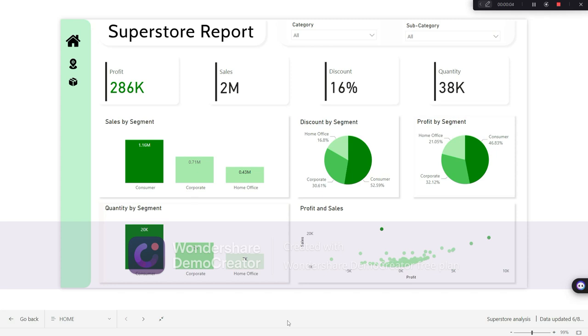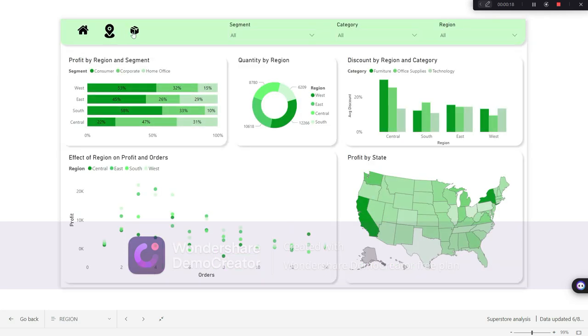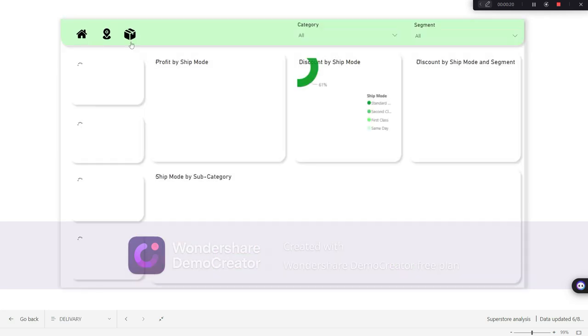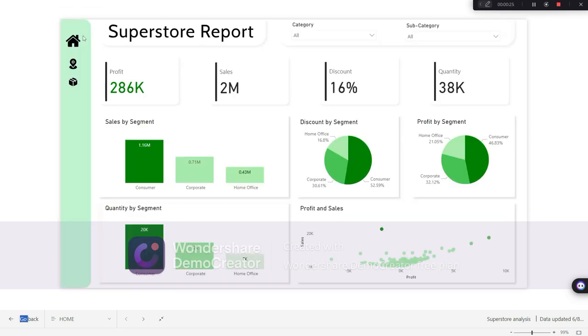This is the Sample Superstore report, and I made it in three different parts. The first one is home, the second is based on region, and the third is based on ship mode. Firstly, starting with home. On the top, I added two filters. The first one is category, and the second one is subcategory.